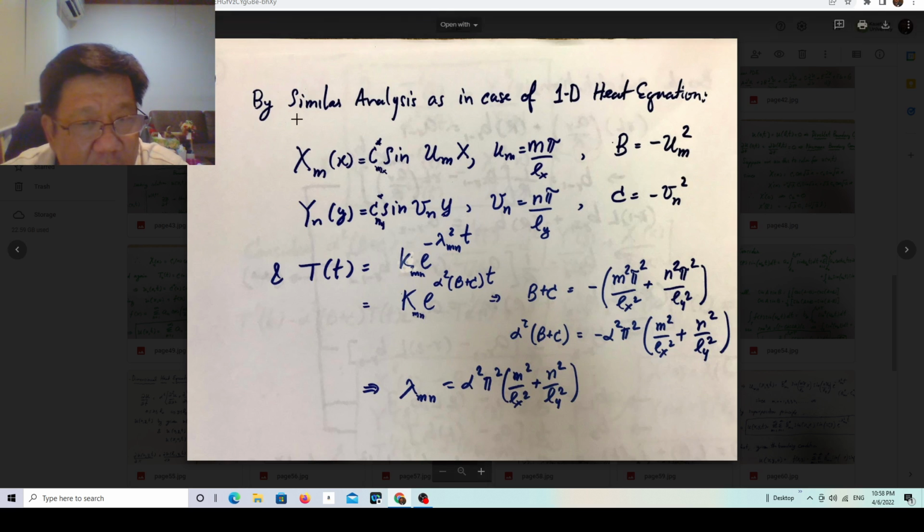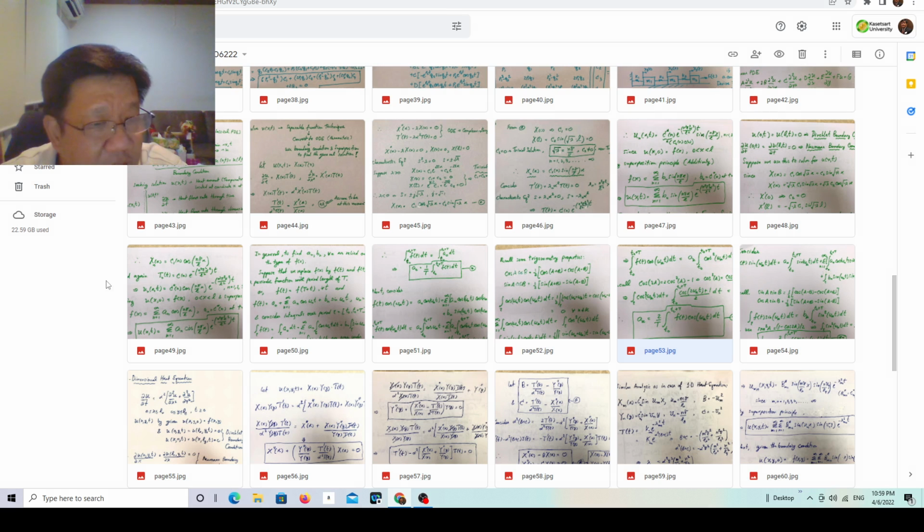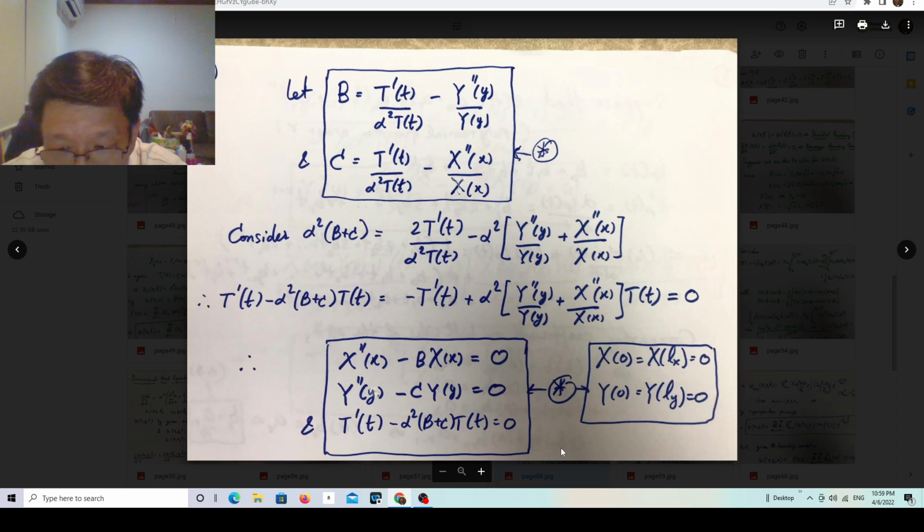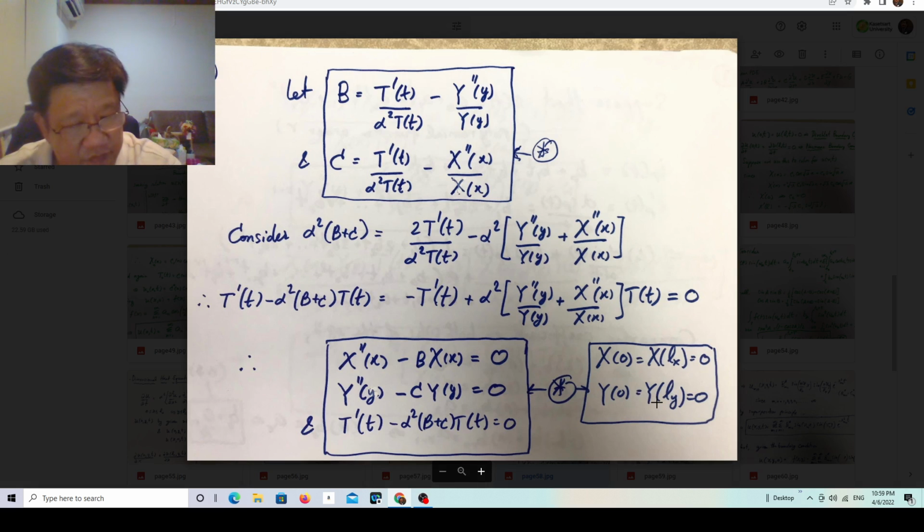So now, by using similar analysis to the case of the one dimensional heat equation, we want to find X of x, Y of y, and T of t in terms of B, C and alpha square over here, with this boundary condition.